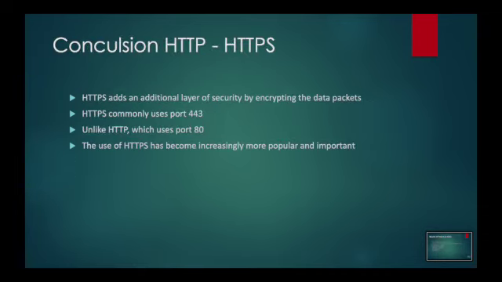And to summarize, while HTTP and HTTPS are essentially the same thing, HTTPS adds an additional layer of security, obviously, by encrypting the data packets. This is crucial for protecting sensitive user data. HTTPS commonly uses port 443, unlike HTTP, which uses port 80. The use of HTTPS has become increasingly important, not only for security, but also for SEO and user trust.